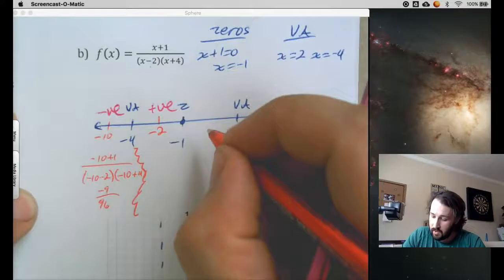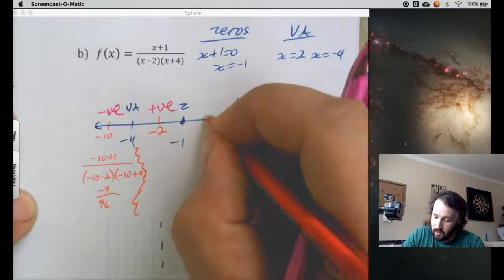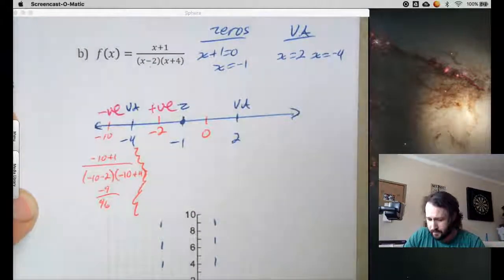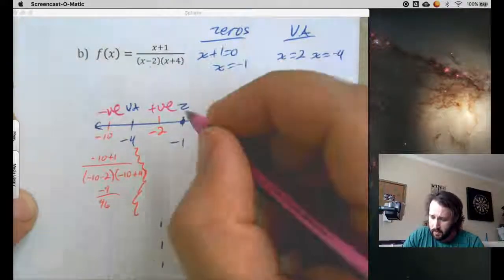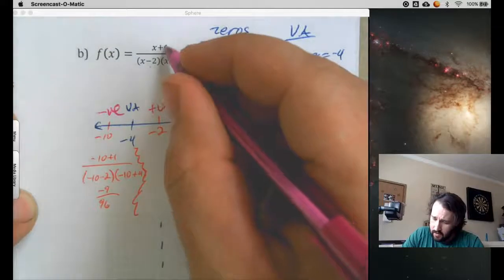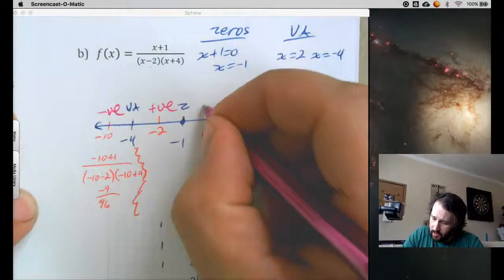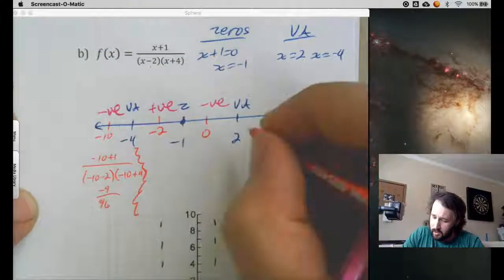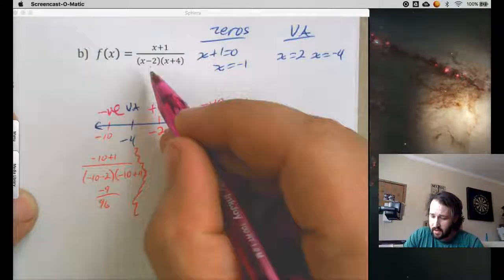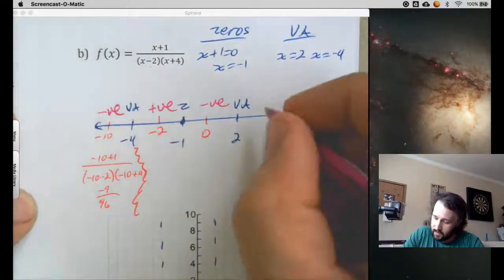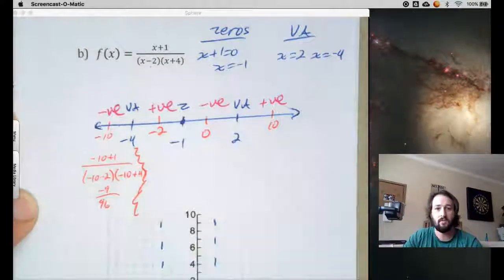Say I choose something between -1 and 2. Easiest number is 0. So I have 1 over negative times a positive, which would be a positive divided by a negative, which would be a negative value. And then I choose something bigger than 2. Say I choose 10. 10 plus 1 is positive. 10 minus 2 is positive. 10 plus 4 is positive. So this is a positive interval right there.